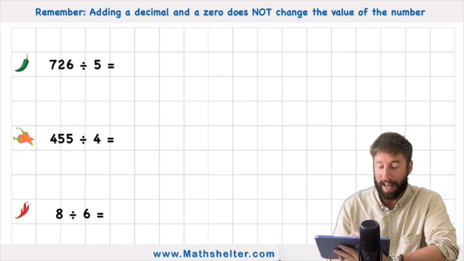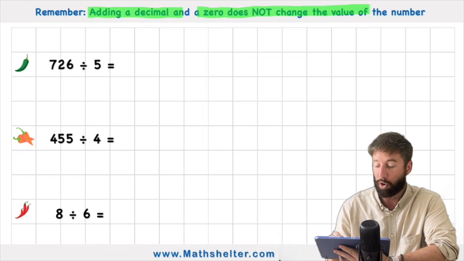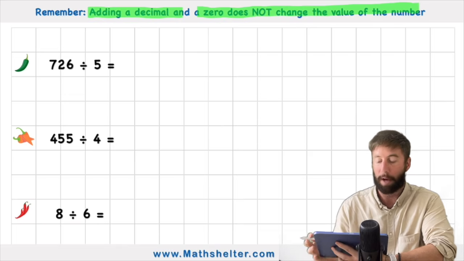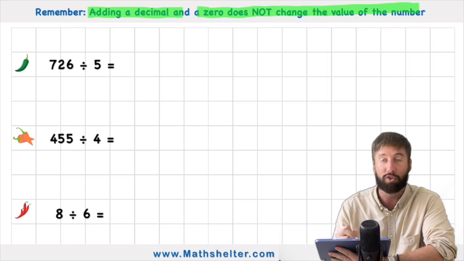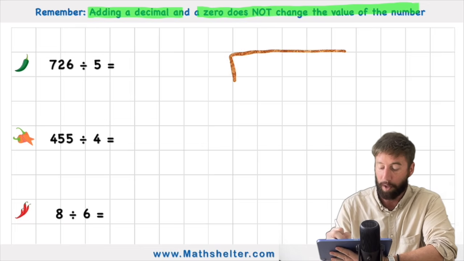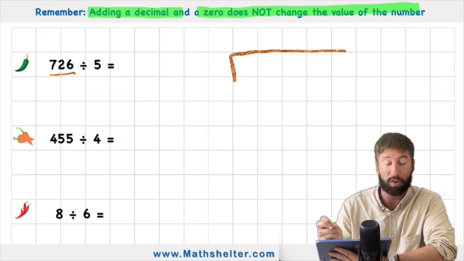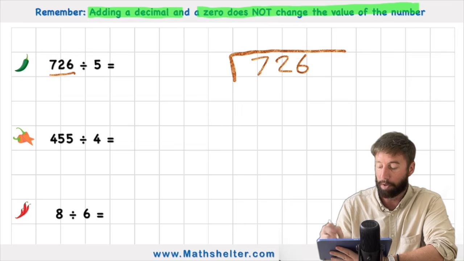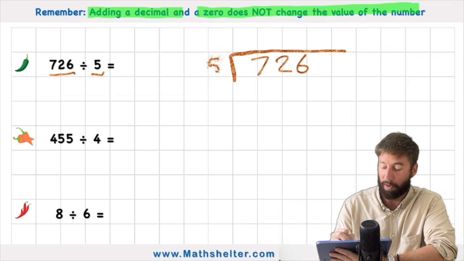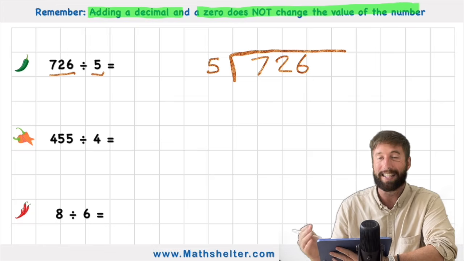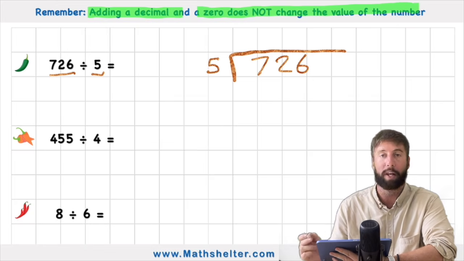We need to remember today that adding a decimal and zeros after the decimal do not change the value of that number. So let's see what I mean by that with this first example, 726 divided by 5. So the first thing we're going to do, just like normal, is put our numbers into the bus stop. So we have the dividend of 726, in it goes, and then we have the divisor of 5. So we have got 726 something, and we are dividing them between 5.